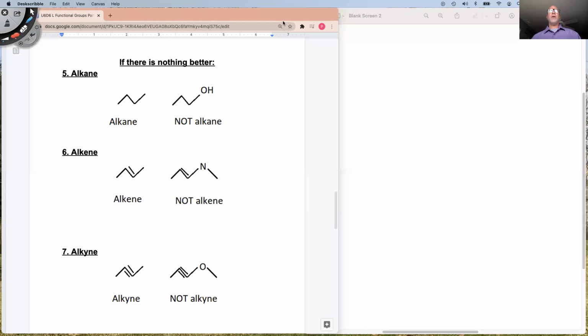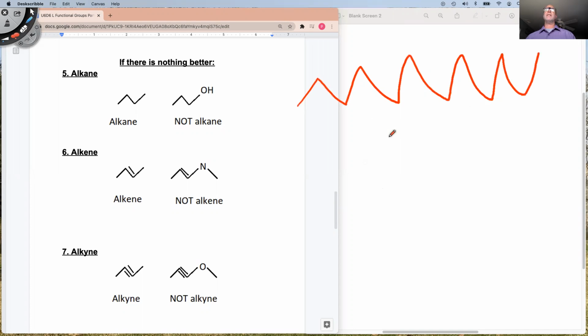So we've gone over several different functional groups. And now we're getting into this: if there's nothing else on your molecule except for just straight carbon, so you have a molecule and it's just like this, it could go on forever and nothing else is attached to it, we're going to call that an alkane. That's going to be an alkane. And the alkane means it's just all single bonds all the way through.